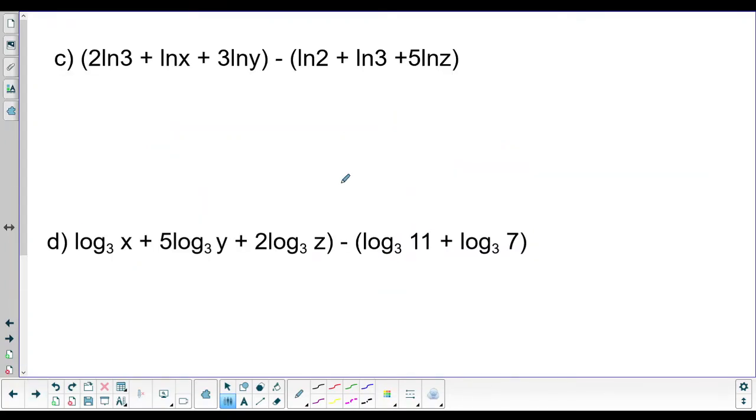All right. This one, we'll do a little more carefully. We'll do it in multiple steps. Let's condense this, and then let's condense this, and then we'll turn it into a fraction. So here, the 2 goes on to the 3. 3 squared is 9. So this is natural log of 9. This is natural log of x. Because they're adding, we're going to multiply.